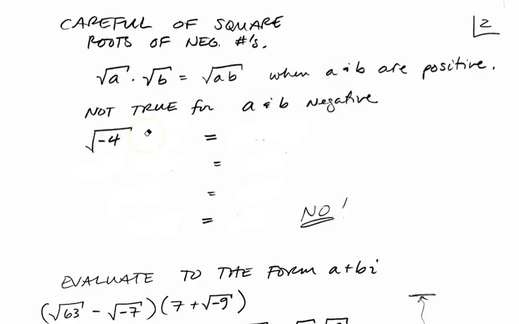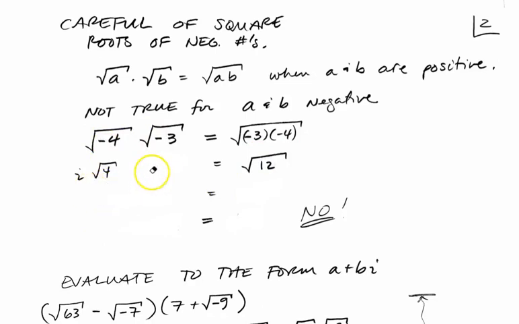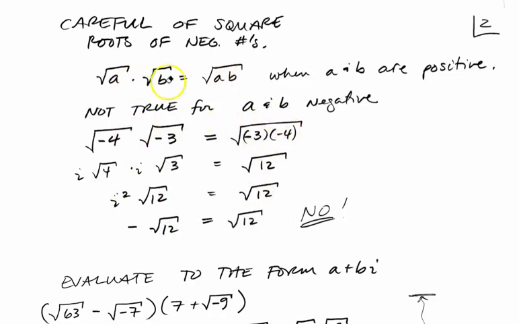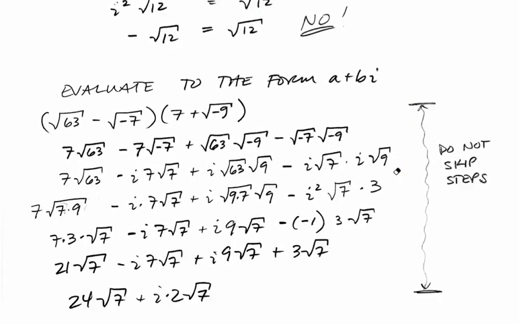Let's say we've got the square root of negative 4, so a is negative 4, and b is negative 3. On the other side, that would give us the square root of negative 3 times negative 4 underneath the radical sign, so that gives us the square root of 12 over there. On this side, let's rewrite it as i root 4 and i root 3. That's going to give us i squared root 12, and i squared is negative 1, so negative root 12. So this is not true when a and b are both negative, so just keep aware of that.